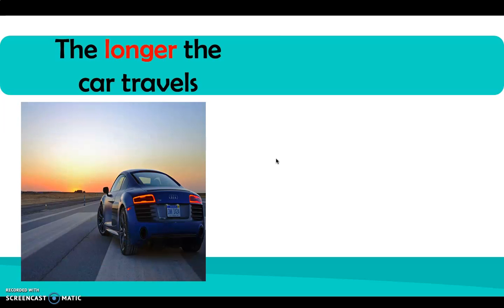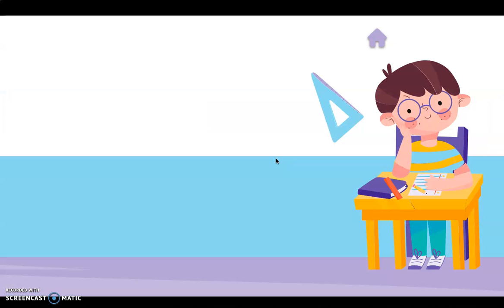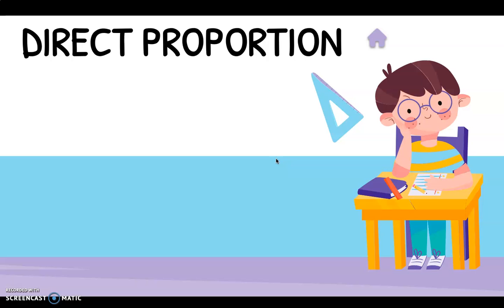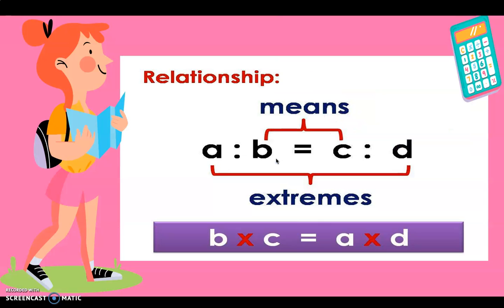So in this kind of problem, as you can see, the longer the car travels, the farther the distance. So that's our new topic, which is a kind of proportion called direct proportion, wherein an increase in one quantity causes the increase of the other quantity. It is also when a decrease in one quantity causes the decrease of the other quantity.